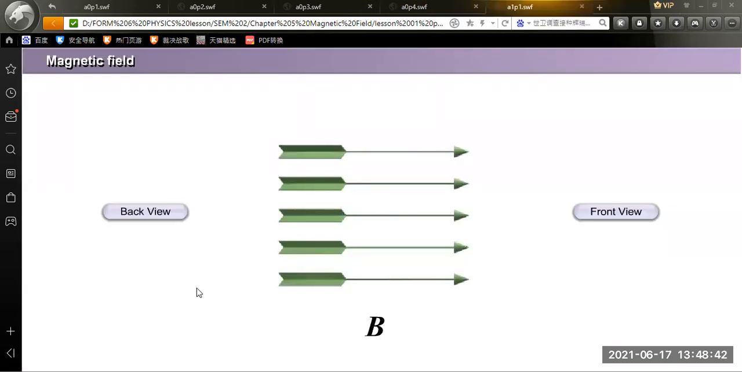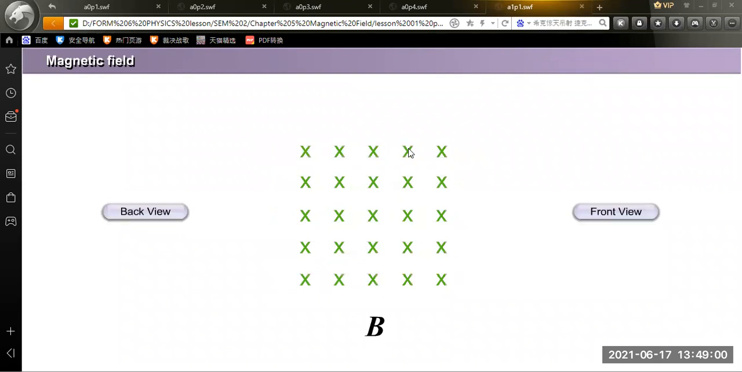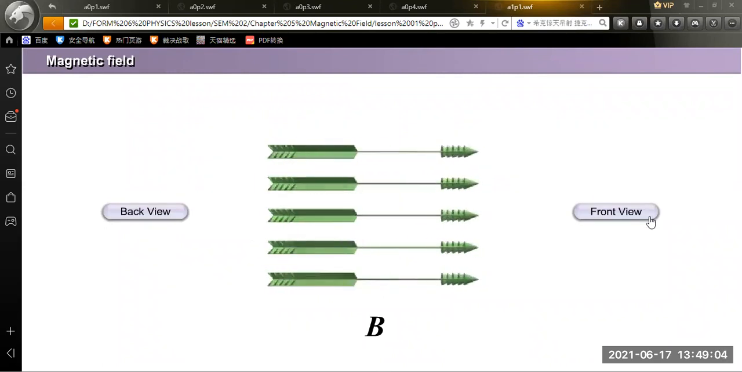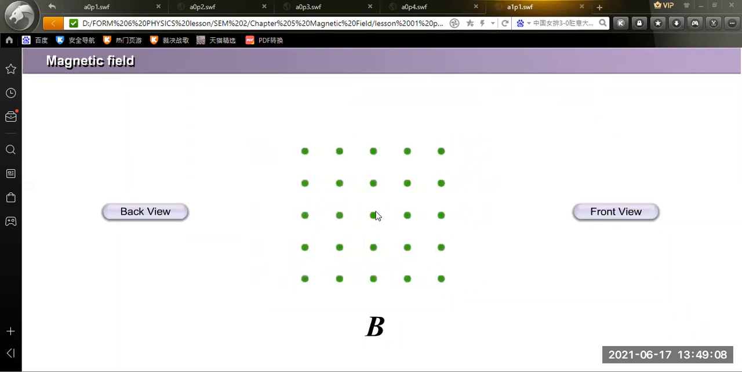Now, this slide shows the direction of the magnetic field. B is the magnetic field. The arrow shows the direction. In the back view, what we can see is a cross. In the front view, we notice that it will be a dot.